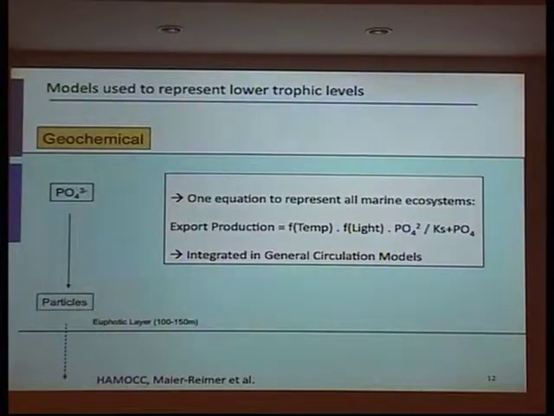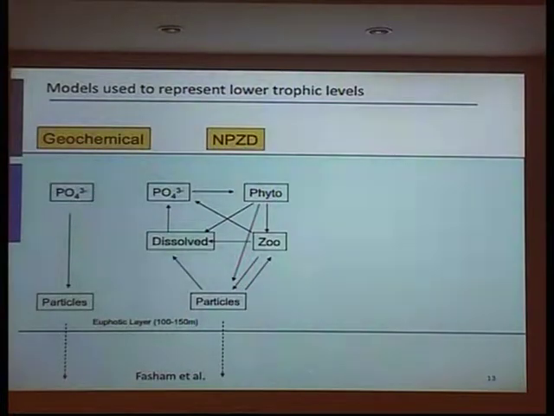And those geochemical models were integrated in ocean general circulation models and were used in climate models, mostly to predict and compute CO2 fluxes that would change atmospheric CO2. Then in the 90s, some of the climate groups did integrate a bit more complex geochemical models by representing explicitly phytoplankton, zooplankton, some particles, dissolved organic matter.